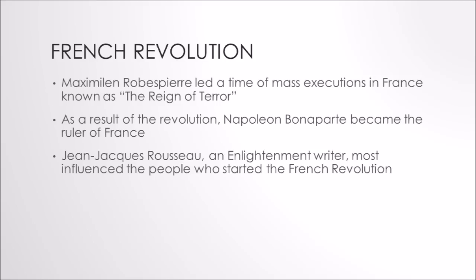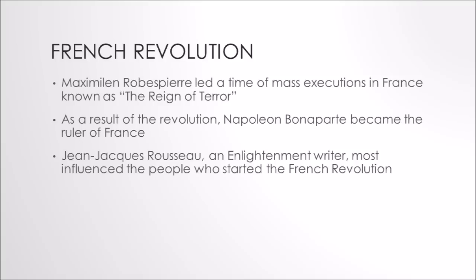During the French Revolution, Maximilien Robespierre led a time of mass executions in France known as the Reign of Terror. As a result of the revolution, Napoleon Bonaparte became the ruler of France. Jean-Jacques Rousseau, an Enlightenment writer, most influenced the people who started the French Revolution.